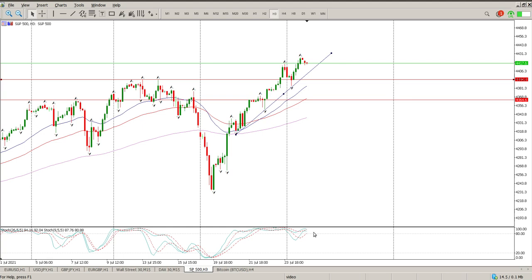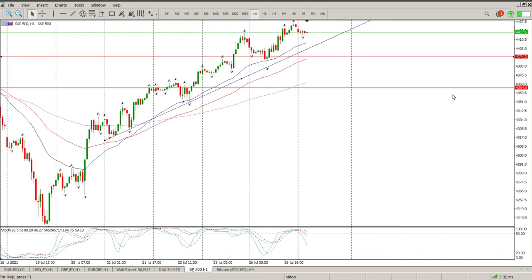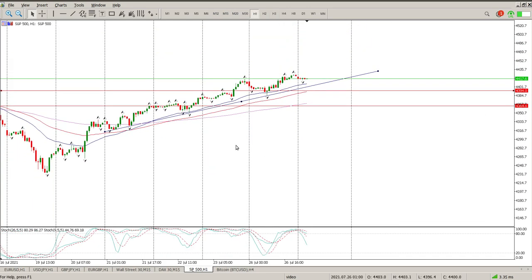And if you look at the oscillators, it looks like they're starting to round. But what we're looking for is for them to round below this 80 line. So just to cross over the 80, and you can see what happened after that. So if there is going to be a sell-off or any sort of minor correction, that is what I would expect to transpire.